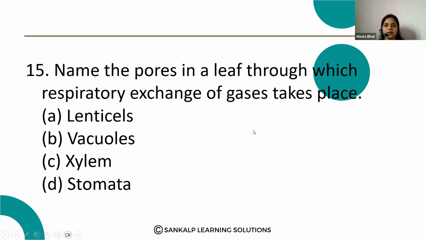Next question. Name the pores in the leaf through which the respiratory exchange of gases takes place. Option A, lenticels. Option B, vacuoles. Option C, xylem. Option D, stomata. Where does the exchange of gases take place? Is it through the lenticels? Is it through the vacuoles? Xylem? No. So the exchange of gases takes place through the stomata. Option D is the correct answer, stomata. Okay.